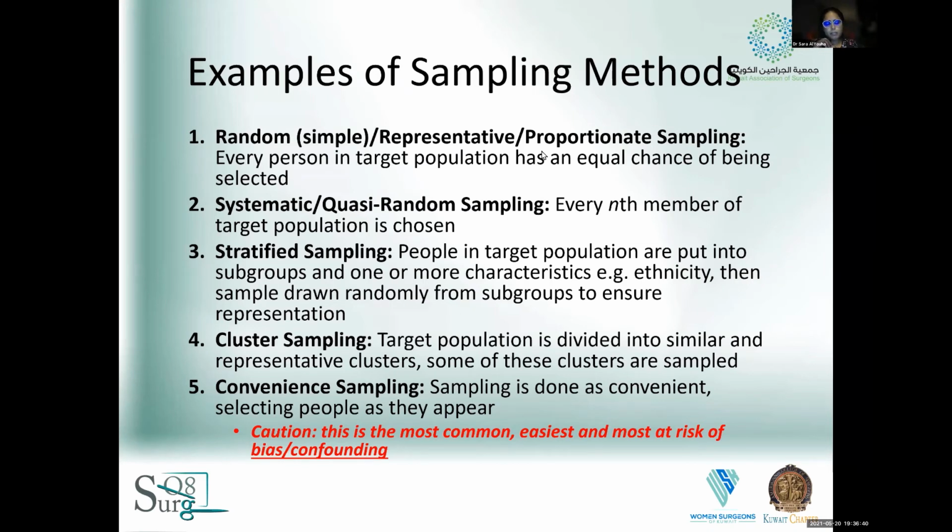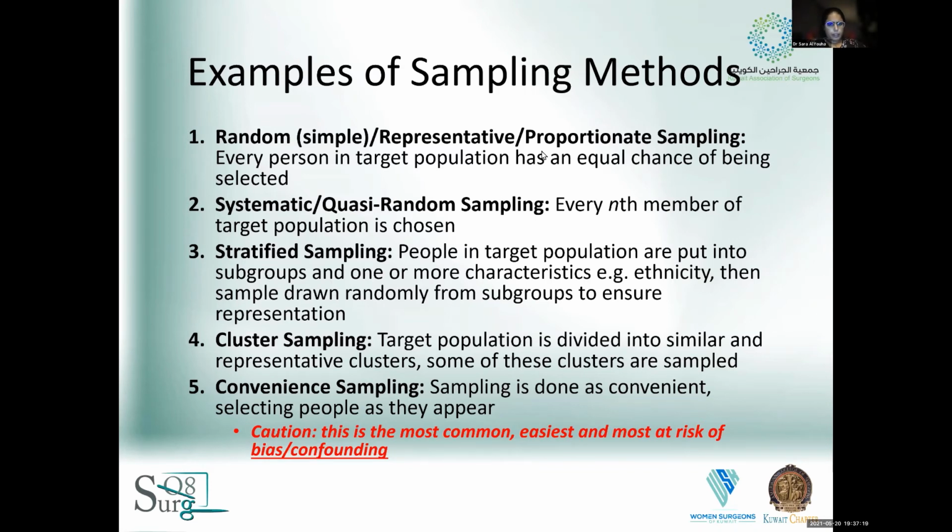The easiest one is just to do simple random sampling. Easy, but not so easy actually, because it can be a challenge if your target population is huge. In random sampling, every person in the target population has an equal chance of being selected. It's like you just pick them out of a hat randomly. This is probably the best method. The second way is called systematic sampling. So you say every 10th, every 100th member of my target population is chosen. It's another strategy.